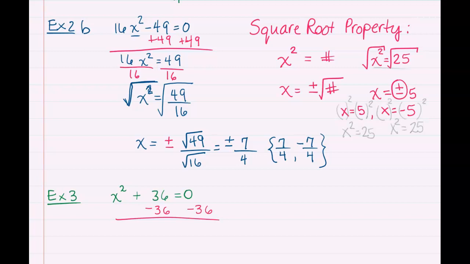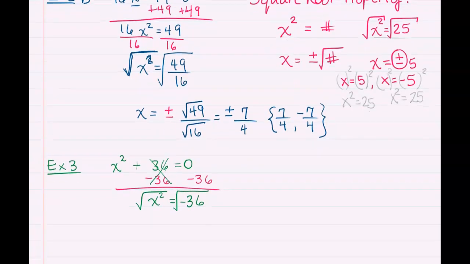And we're going to get x squared, the 36 became 0. And on the other side, I have a negative 36. We can use our square root property that says take the square root on the left, take the square root on the right. But don't forget, you're going to get x on the left, and you're going to get plus or minus the square root of negative 36 on the right side.